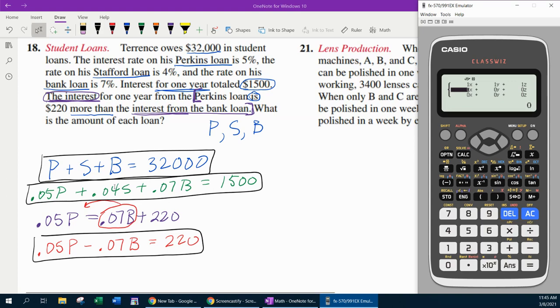Second equation, coefficients are 0.05, 0.04, 0.07, and 1,500. And for the last equation, now keep in mind x, y, and z correspond to P, S, and B.